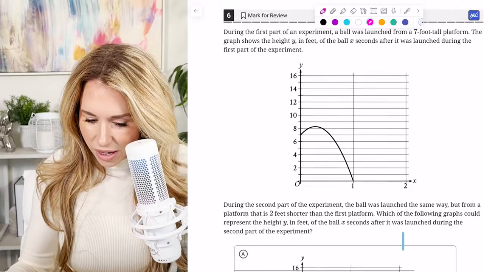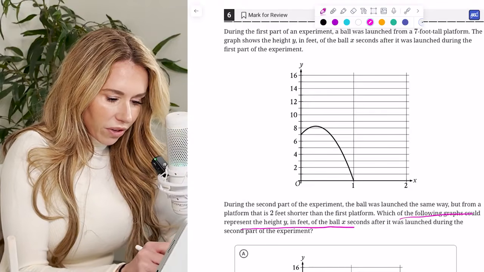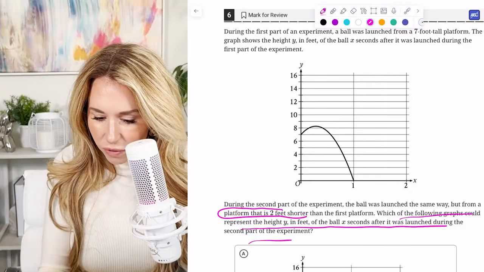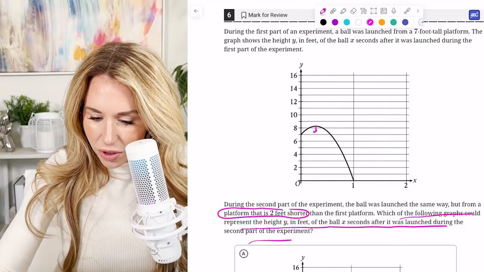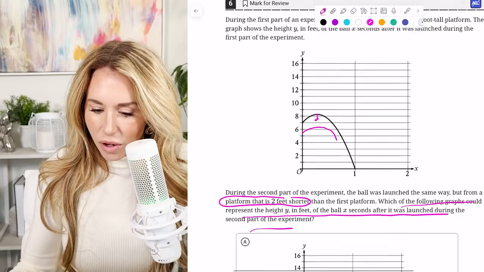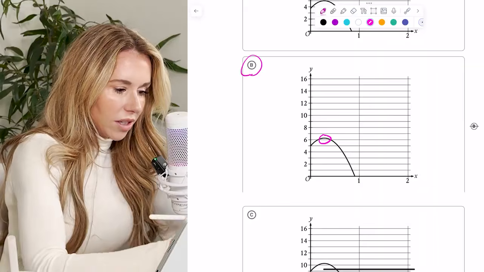Okay, it says a ball was launched from a 7-foot tall platform. I can see the picture there, and it says, which of the following graphs could represent the height and speed of the ball X seconds after it was launched when the platform is 2 feet shorter? So it's going to move down 2. So that means it'll be like here. So I want to go find one that's just above 6. Here it is. It's going to be B.